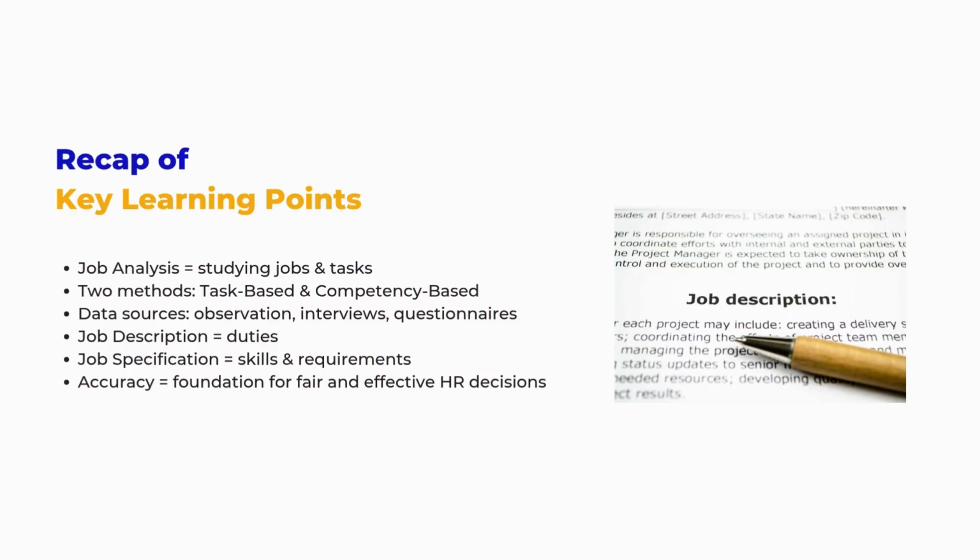So I'm going to summarize what you have learned today. You learned that job analysis is the process of studying a job to understand tasks, skills, and responsibilities. It helps you ensure that the right person is the right match for the right job. There are two main types: task-based and competency-based analysis. Data can be collected through observation, interviews, questionnaires, and checklists. The job description outlines duties and responsibilities, and the job specification details the qualifications, skills, and personal attributes required. And remember, accuracy and clarity are essential for effective recruitment and performance management.